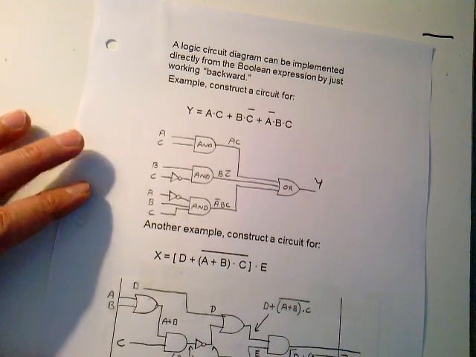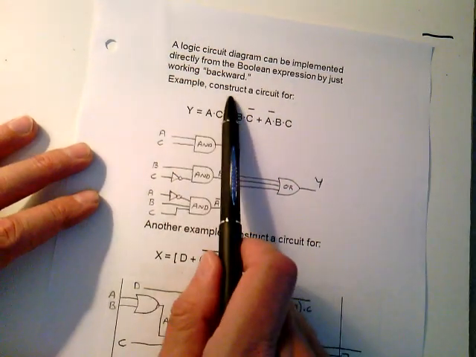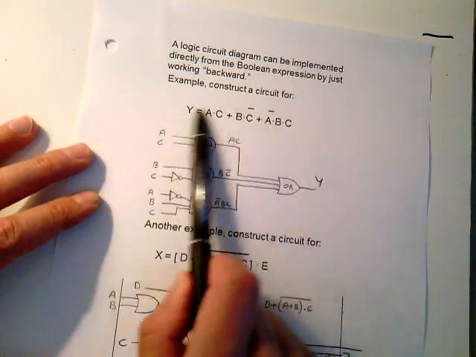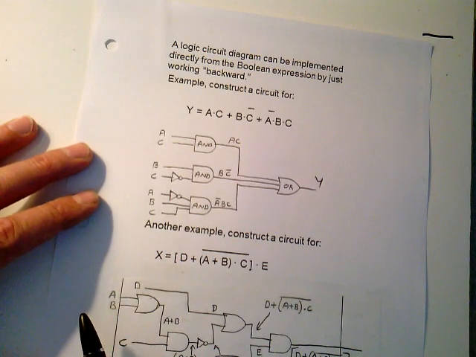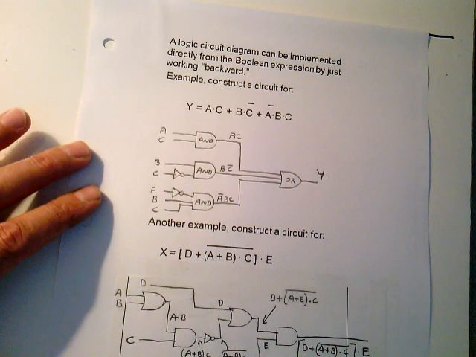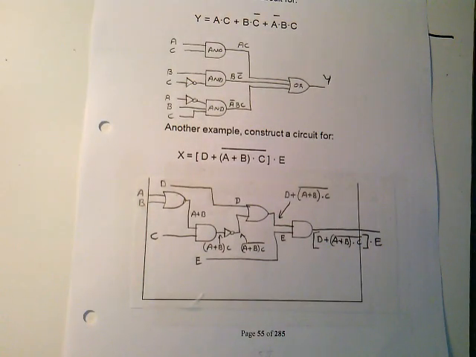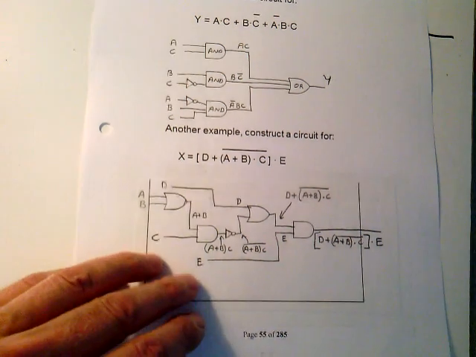A logic circuit diagram can be implemented directly from the Boolean expression by just working backwards. Example, I want you to construct a circuit with this Boolean output. Stop the video, see if you can get it. Here's the answer. Here's another example down here. You have to know how to do these. Once you catch on, they're pretty easy.